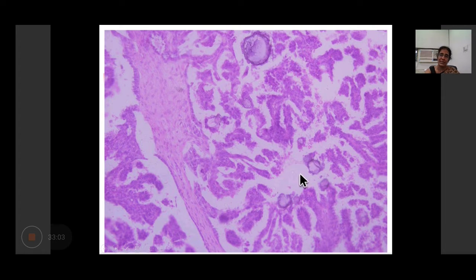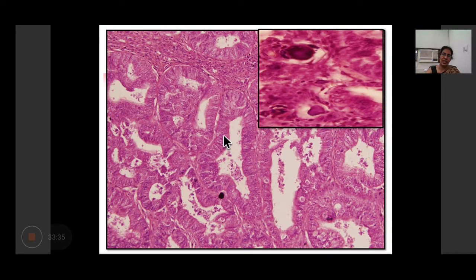So Psammoma bodies can be seen, and they can also be seen in meningiomas. They can also be seen in papillary carcinoma of the thyroid. I'm telling you these three tumors together because sometimes it can come as an MCQ question for your MD entrance examination. So you can see the lamellated calcific spherules, which are called Psammoma bodies. Psammoma bodies occur in the high-grade serous carcinomas of the ovary. They can also be seen in meningiomas, called psammomatous meningiomas, and also in the papillary carcinoma of the thyroid.